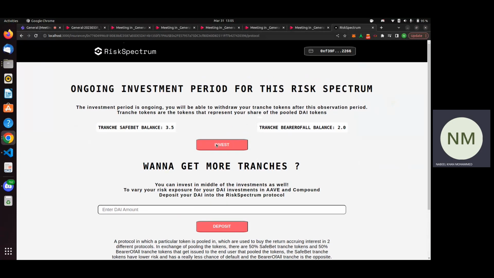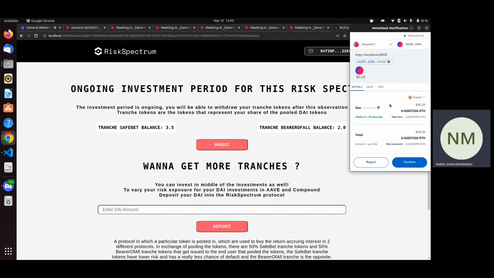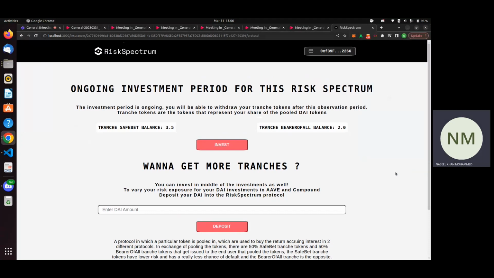Using the invest function call, this particular spectrum will take the pooled DAI tokens, invest into RBN Compound, and get CDA and ADA. Ideally, this should be done using some automation feature like Chainlink Keepers, and the gas should be paid by the contract itself. But in this case, I'm working on mainnet, folks, so I can't exactly use Chainlink Keepers. So I've made this function call using the front end itself. The invest function call is successful. So what has happened up till now?